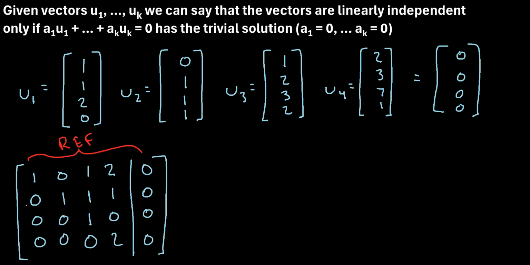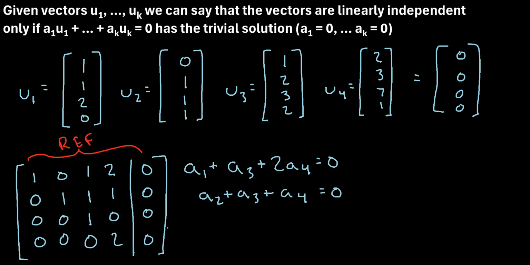If we were to write these values in terms of a system of linear equations with the coefficients a1 through ak, here's what that would look like. We would have 1 times a1, or in other words, just a1, plus 0 times a2, plus 1 times a3, plus 2 times a4 is equal to 0. The next row we would have 1 times a2, plus 1 times a3, plus 1 times a4 is equal to 0. In the third row, we would have just a3 is equal to 0. And in the last row, we would have 2 times a4 is equal to 0.